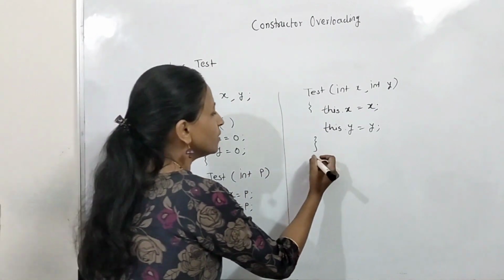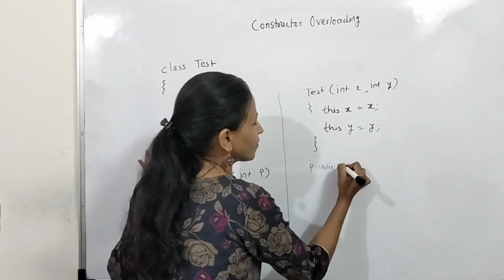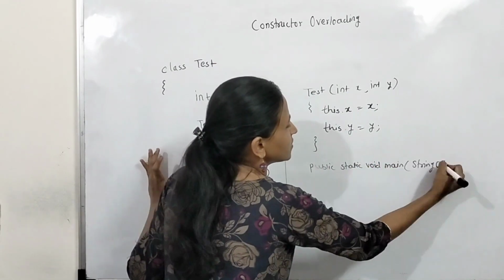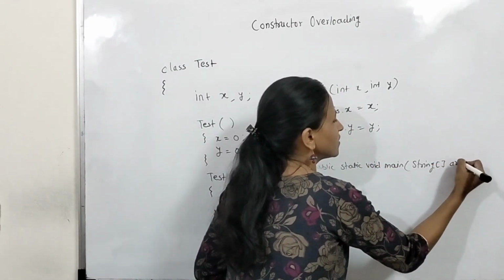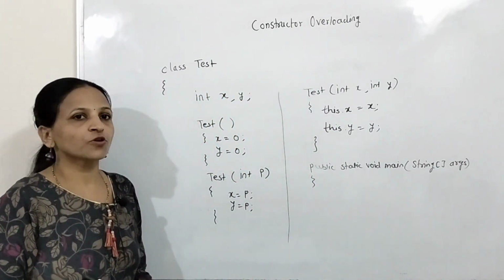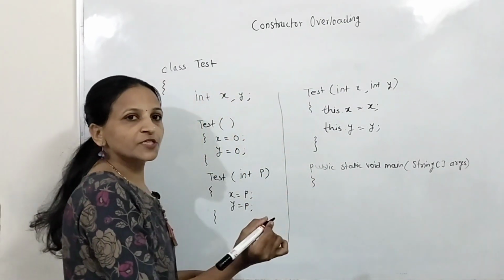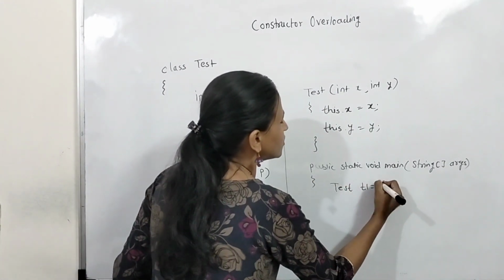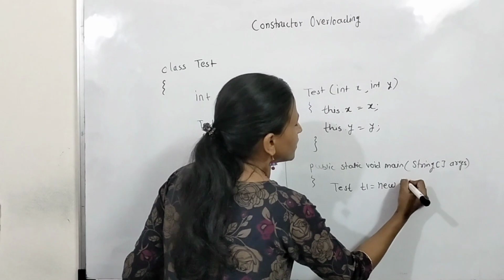Now in main, public static void main, String args. Here I am going to create three objects of this class. To create an object, the simple way: Test t1 equals new Test.